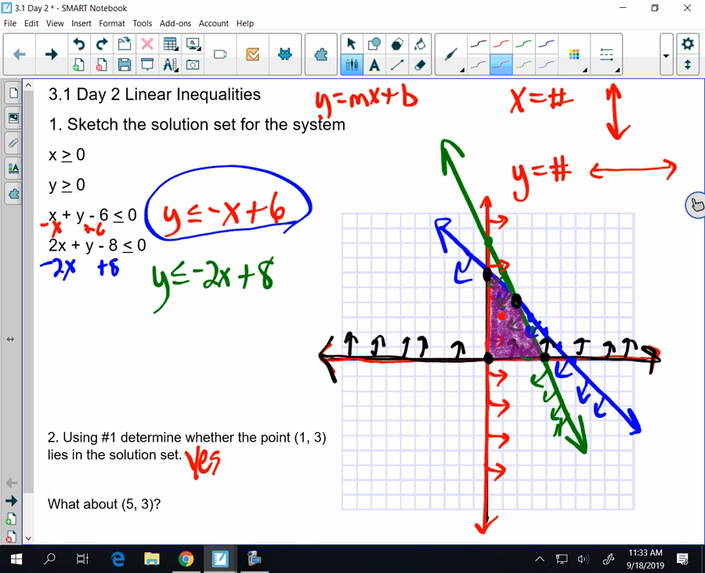You could check that the 0.13 satisfies all of those conditions. And what about the 0.53? 1, 2, 3, 4, 5, 3 would be out here. So this one would be no, it's not in the shaded region. Okay?